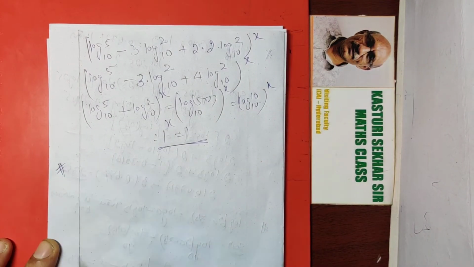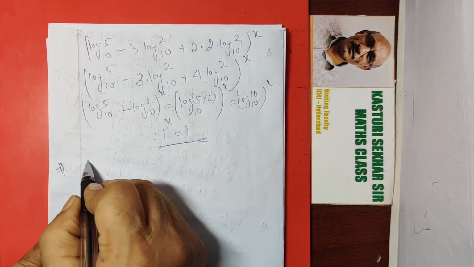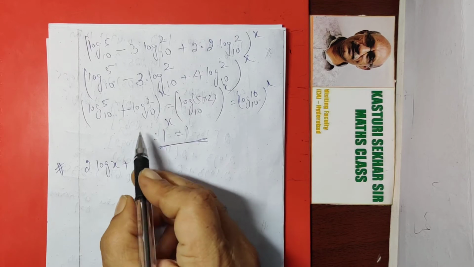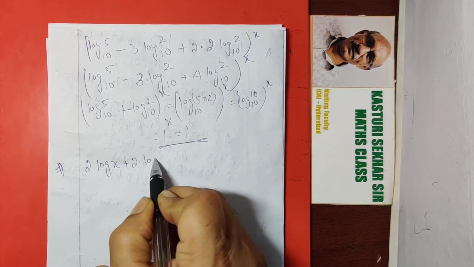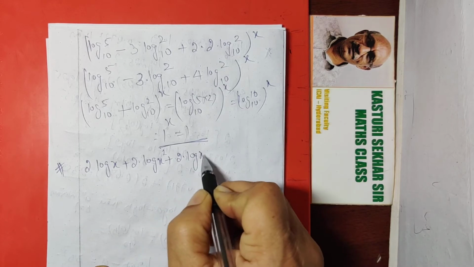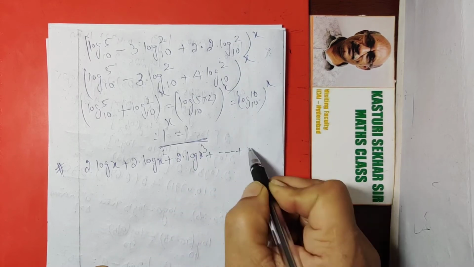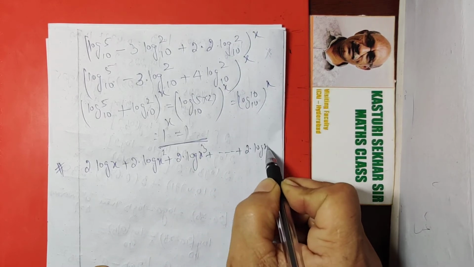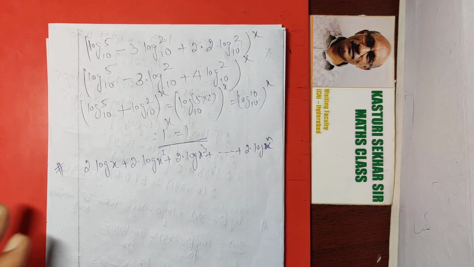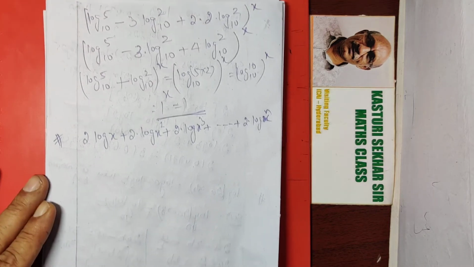Next question, sir. 2 into log x plus 2 into log x square, 2 into log x cube plus etc. 2 into log x to the power of n is equal to question mark.